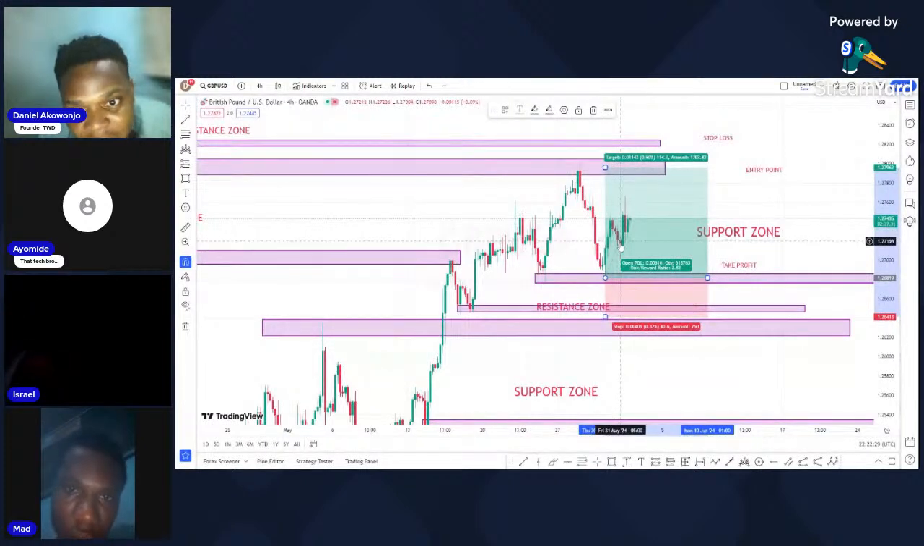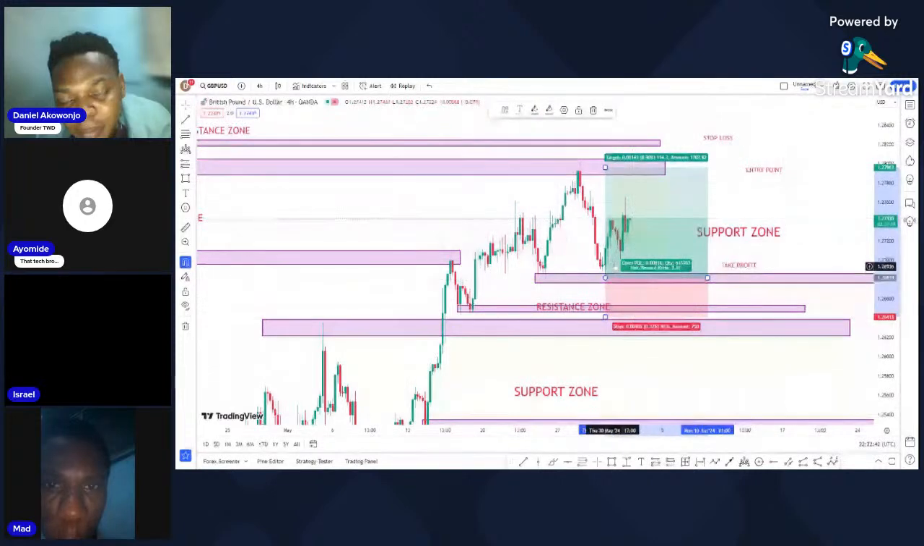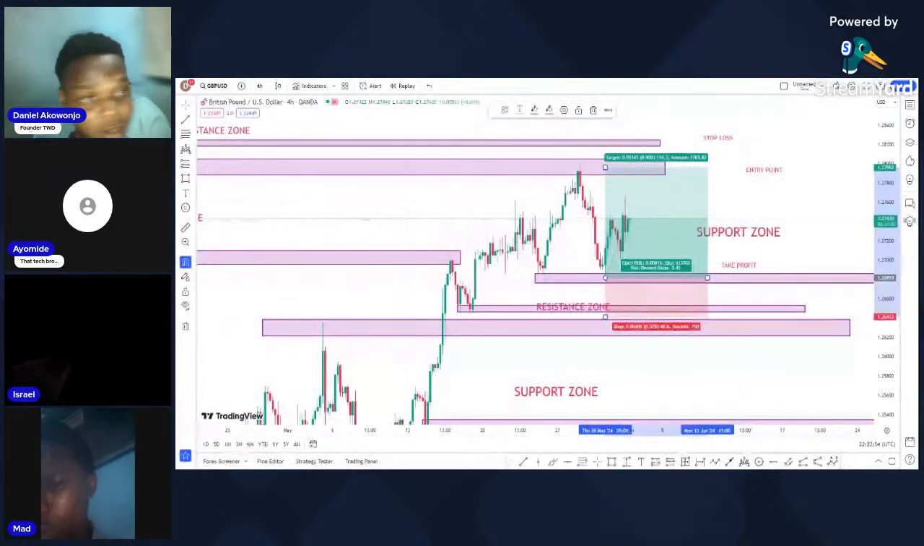When we are selling, our stop loss has to be above a resistance zone, and our take profit should be in the next support zone. When we are buying, our stop loss has to be under a support zone, while our take profit is at the top of a resistance zone. Does that make sense? I hope that makes sense.